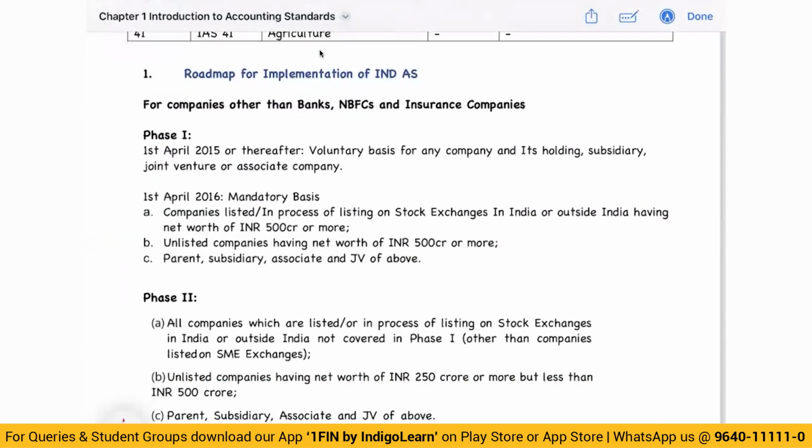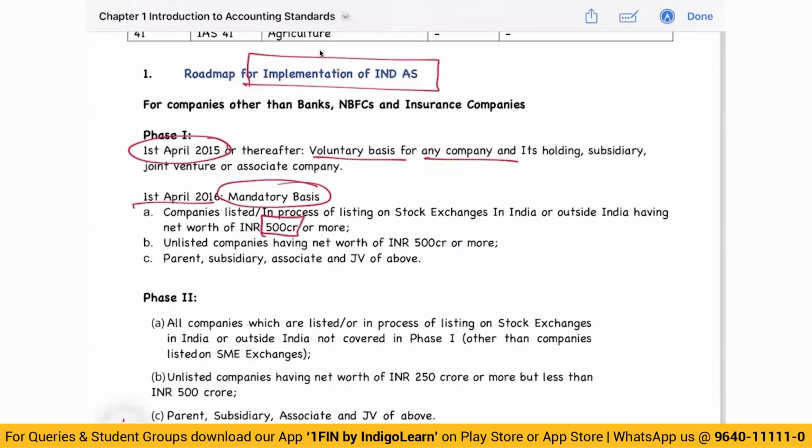A small point, again, no need to be too much bothered about this. Implementation roadmap for Ind AS, it is a pretty old roadmap. When did we start? On a voluntary basis, for any company from 1st of April, or even after that, if a company wants to adopt Ind AS on a voluntary basis, it is allowed. From 1st of April on a mandatory basis. From 1st of April on a mandatory basis for whom? For companies having net worth of 500 crores or more. Listed, unlisted.